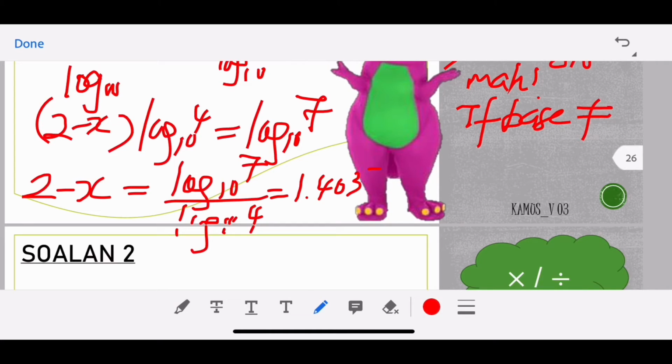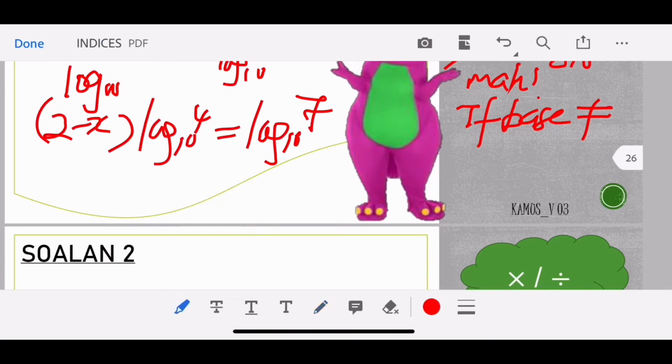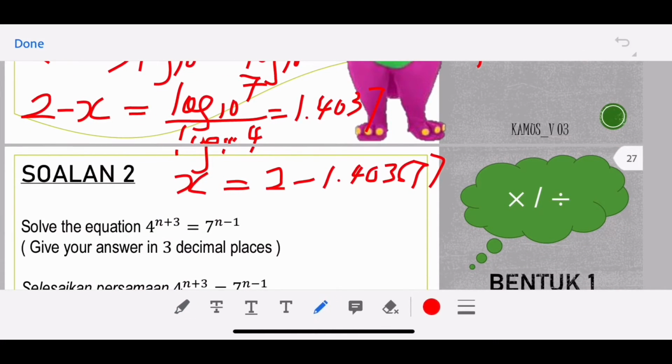So then x will be 2 minus 1.4037, and you will get the answer. Are you getting the answer? Finally, you leave your answer in 4 significant figures. So the answer is x is equal to 0.5963.